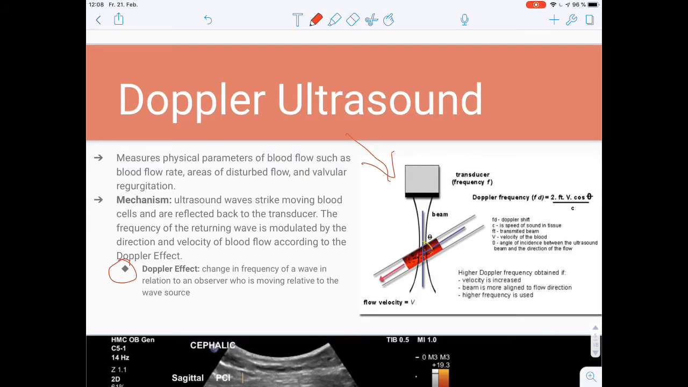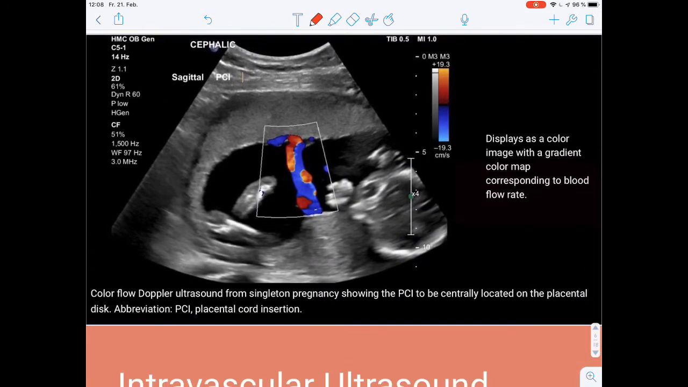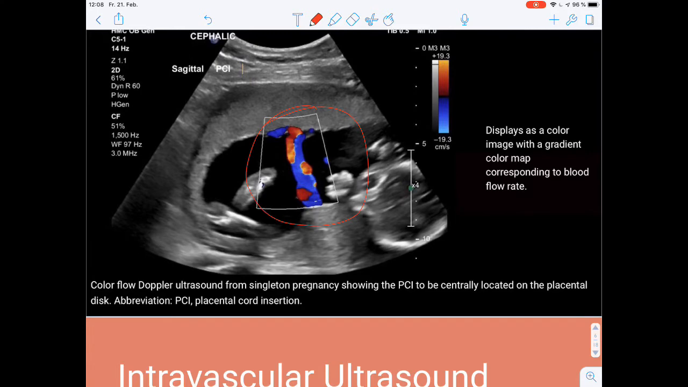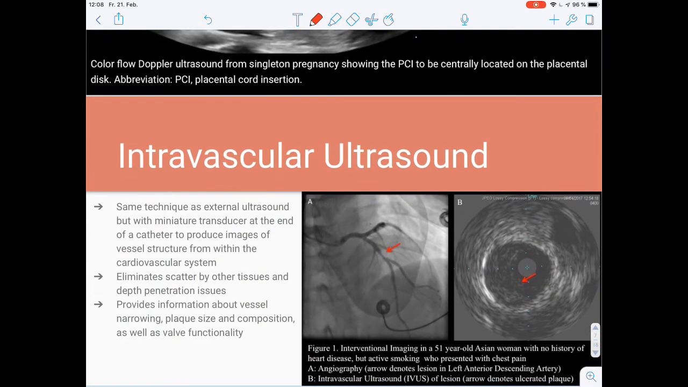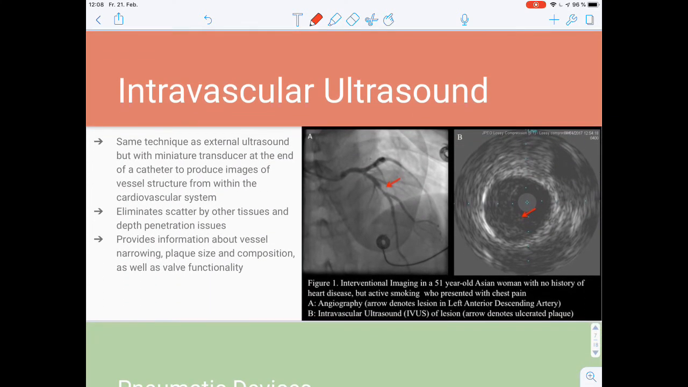This image shows an ultrasound scan with the Doppler technique. It displays as a color image with a gradient color map corresponding to the blood flow rate. Here is the vessel. And another type of ultrasound will be the intravascular one.